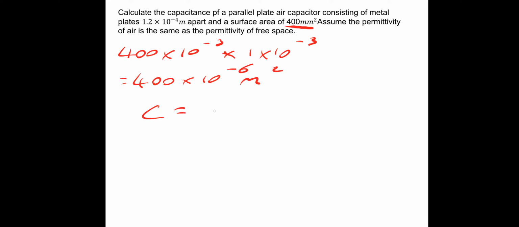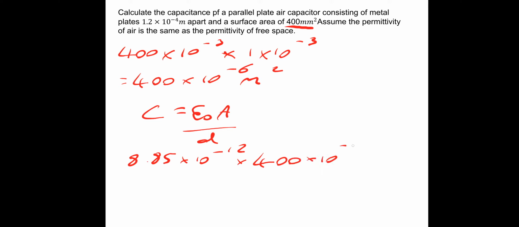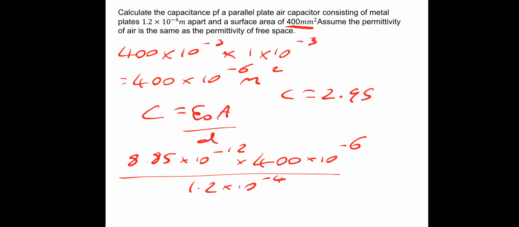So now the capacitance is epsilon naught A over D. Then let's put the numbers in. So we've got 8.85 times 10 to the minus 12, multiplied by the area, 400 times 10 to the minus 6 square meters, divided by the distance, 1.2 times 10 to the minus 4. And if we calculate that, that gives us a capacitance of 2.95 times 10 to the minus 11 farads.